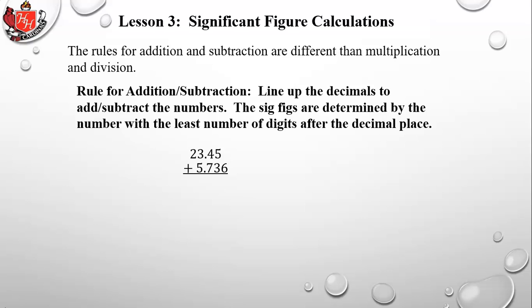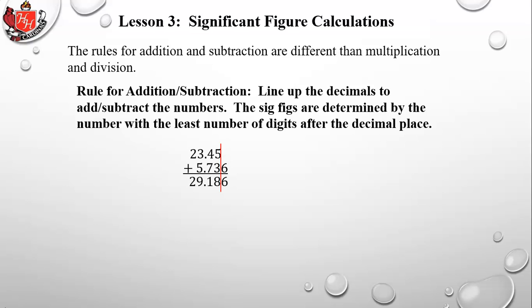So how many significant figures should this be expressed to? Again, you don't count significant figures here. Here's what you do. You put a line right to the right of the number with the least number of digits after the decimal. That would be the 23.45. It has 2 digits after the decimal, and the 5.736 has 3. By the way, you have to first, of course, when you add decimal numbers, line up the decimal points. So you have to do that first. Okay, so now what do we do?